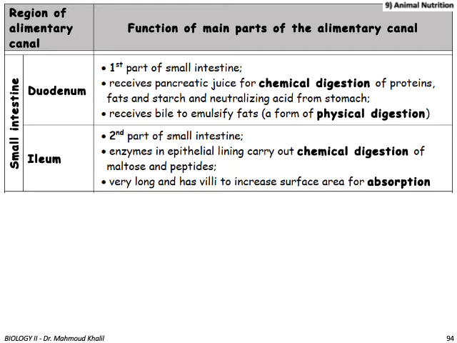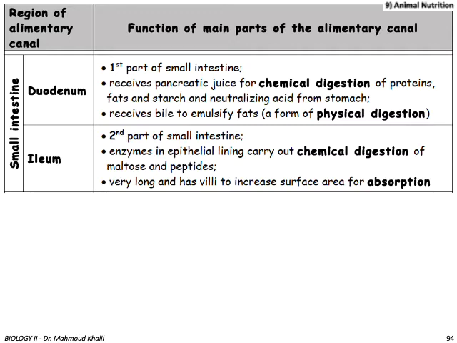The small intestine is generally divided into two regions, the duodenum and the ileum. The duodenum is the first part, while the ileum is the second part. The duodenum receives the pancreatic juice for chemical digestion of proteins, fats, and starch, and neutralizes the acid coming from the stomach as well. It receives the bile to emulsify fat, and this type of digestion is called physical digestion.